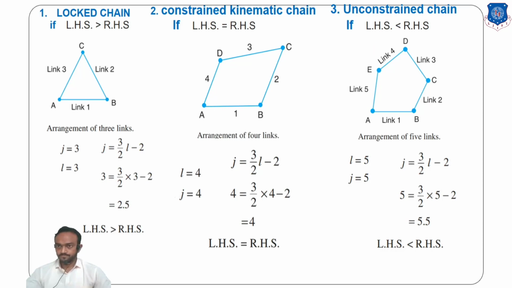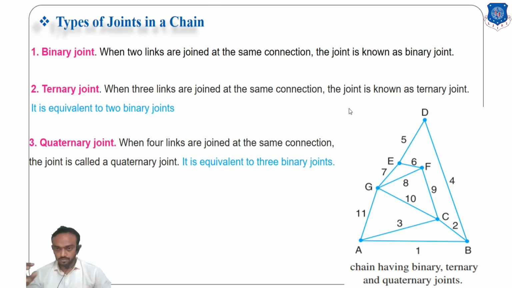Okay, the last point I want to discuss. In all these three examples, you can see only two links connected at the same place. But what if three links or four links are connected at the same place? So we have to study these types of joints in a chain. All joints we have seen in previous examples are binary joints. In binary joints only two links are connected at the same place.